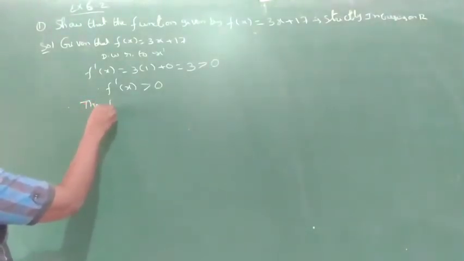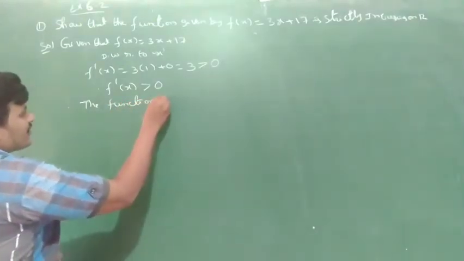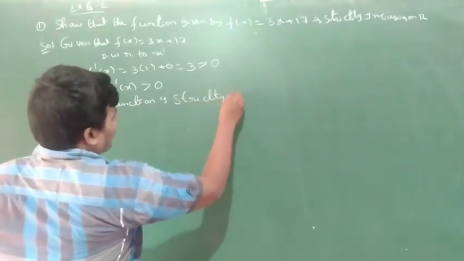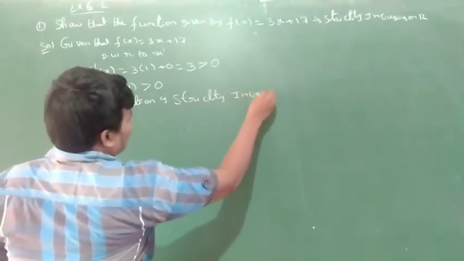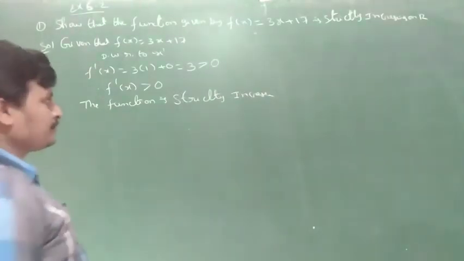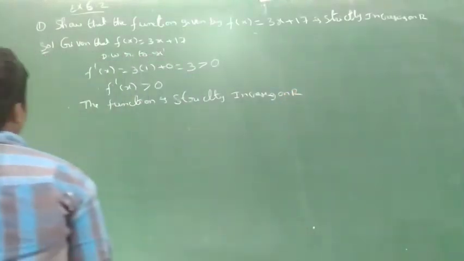Therefore, the function is strictly increasing. Greater than or equal to 0 would mean only increasing. Strictly increasing on R.